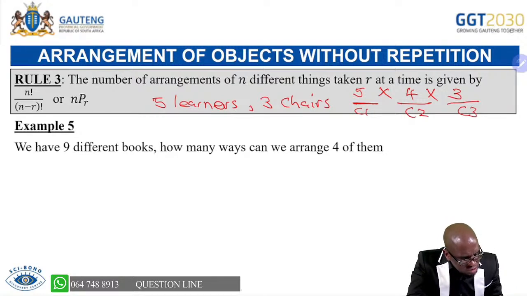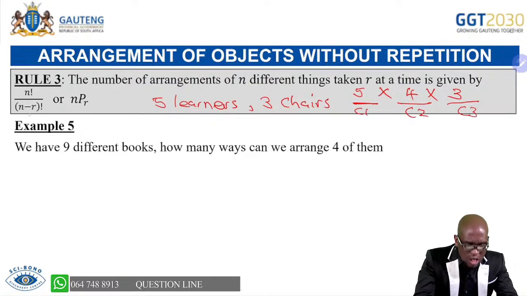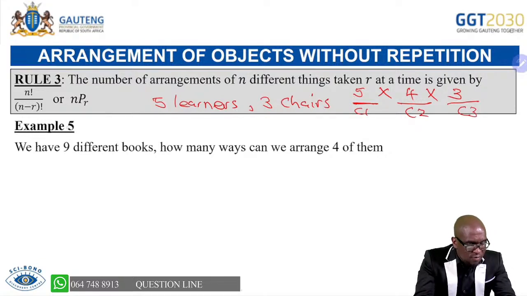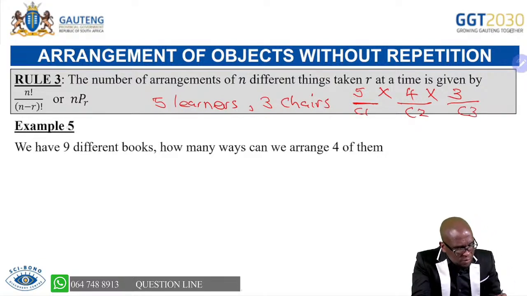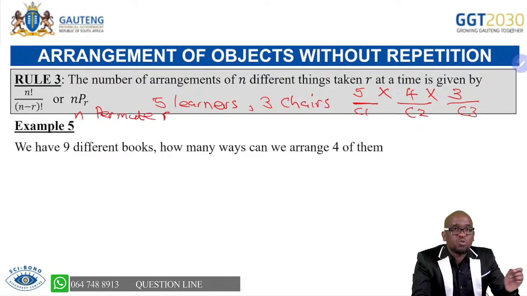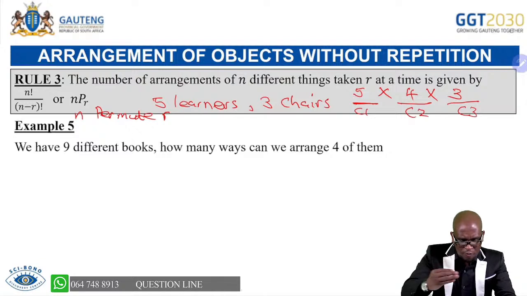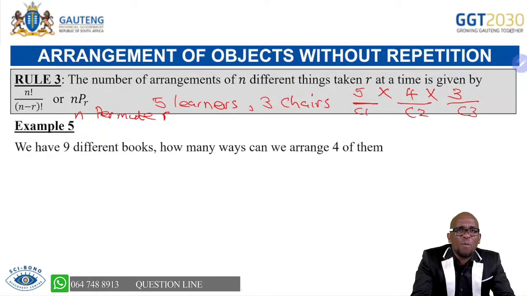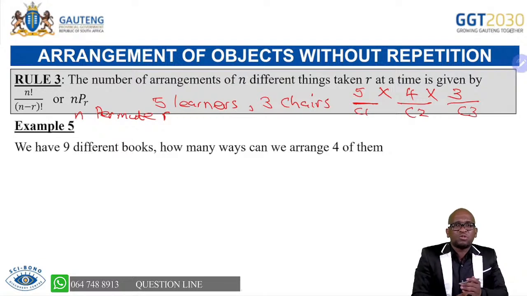So for that, we can use what? We can use the permutation rule, which is written there, which is defined as n factorial over n minus r factorial, or n permute r, where r represents the number of spaces that you have and n represents the total number of objects that you want to place into those spaces.